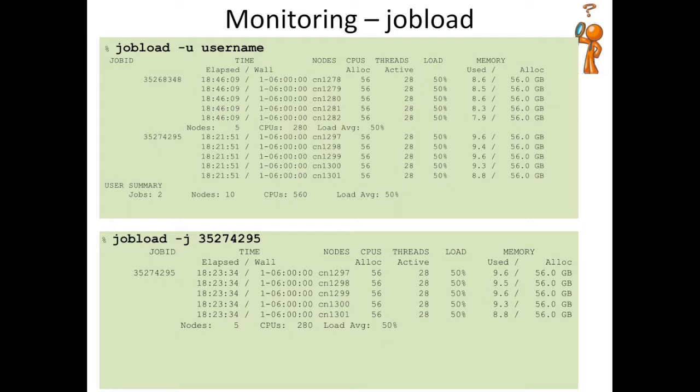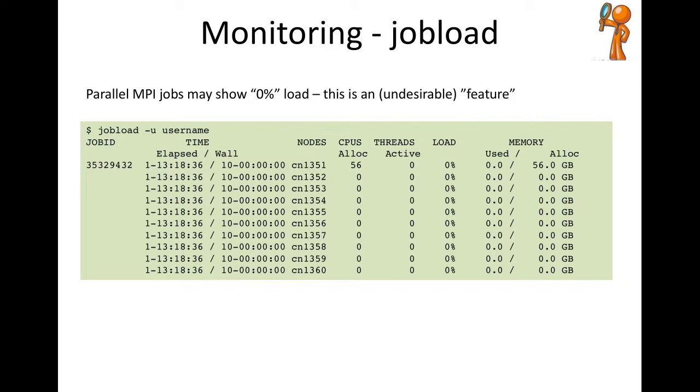You can also type jobload -j and a job ID to get the jobload output for one particular job. Some users who run parallel MPI jobs that SSH from one node to another to set up processes may notice that their jobs show 0% load. This is an undesirable feature of jobload, and we're hoping to fix it in the future. If you have questions about whether this is meaningful and whether your jobs really are running at 0% load, please let us know and we'll look into your jobs for you.